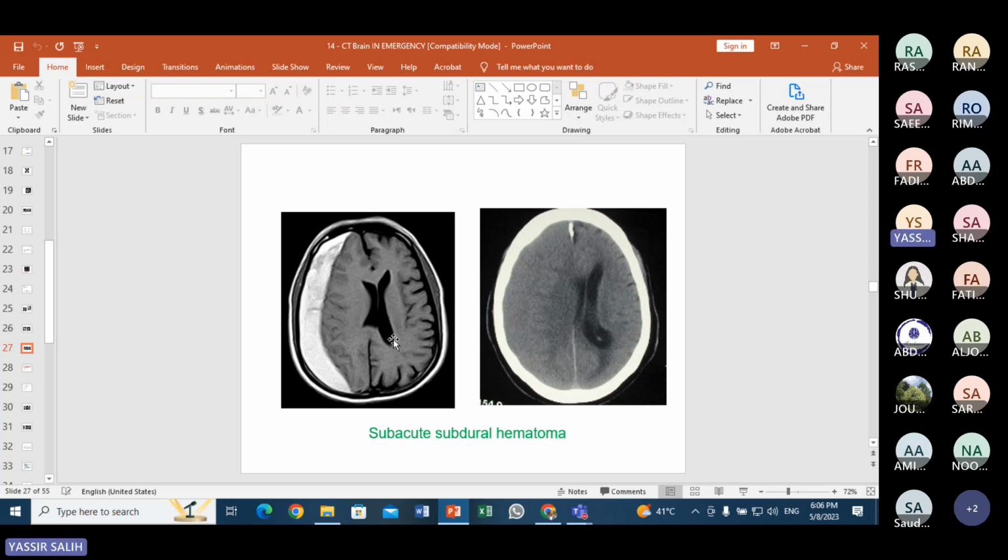طيب إذا كان عملنا T2 حيكون الليجن حتكون ايش؟ لو تتذكروا السباكيوت بلاد بتكون في T1 كيف وفي T2 كيف؟ قلت لكم دي الوحيدة اللي تحفظوها: subacute subdural blood appears hyperintense in T1 and also hyperintense in T2. يعني إذا عملنا T2 برضه also حتكون hyperintense. So this is subacute subdural hematoma which is concave.